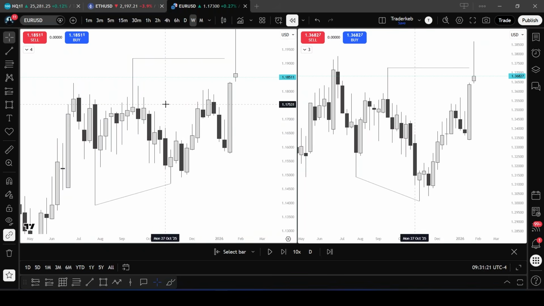That is price trying to balance this correlated asset, right? It needs to catch up to Euro USD so they can both deliver to this draw on liquidity at the same time. Because you see, the same time where Euro USD is delivering to this high is the same time where GBP USD is delivering to this high.